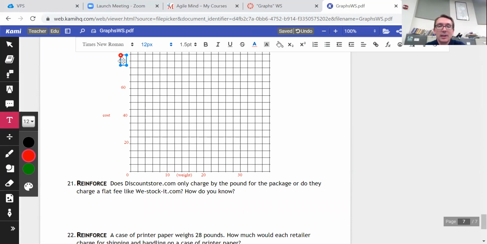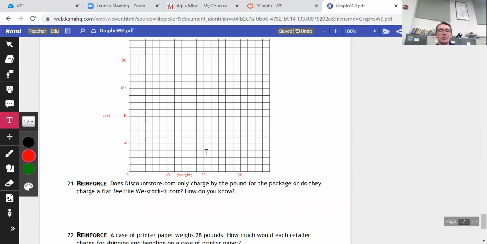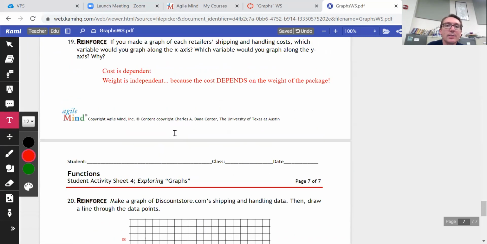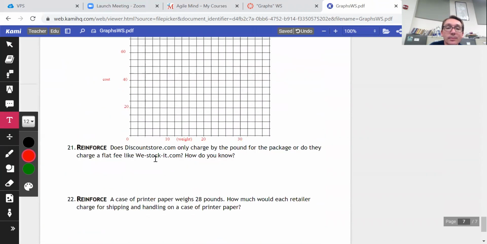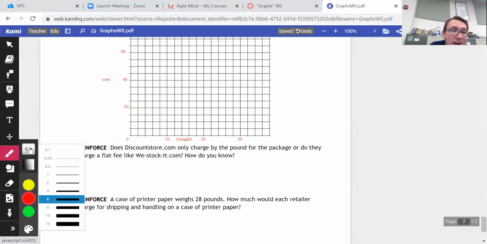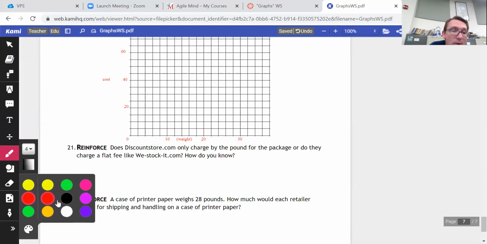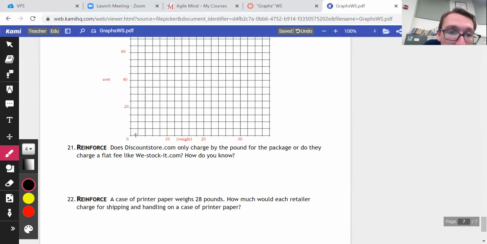Notice I always have to count from 0, and I always have to continue counting the same amount. That's important. Okay, so let's finally graph these points. Our points are 3 packages is $9.25. I'm going to make it 4 because this is a pretty small graph. 3, this is 2, 4, 6, 8, 10, right? So 3 is right here, and we said 9.25, just under 10.